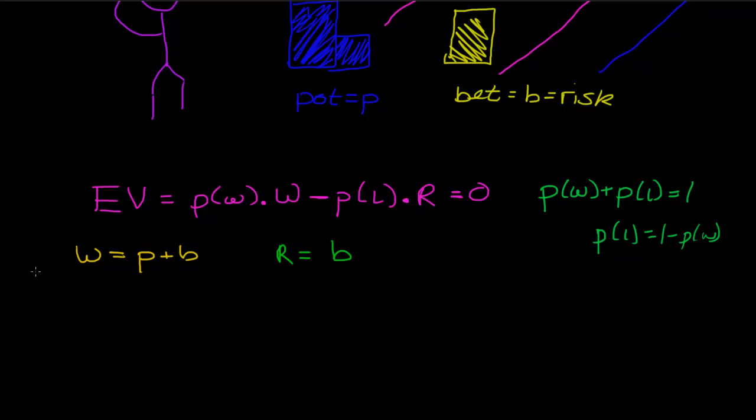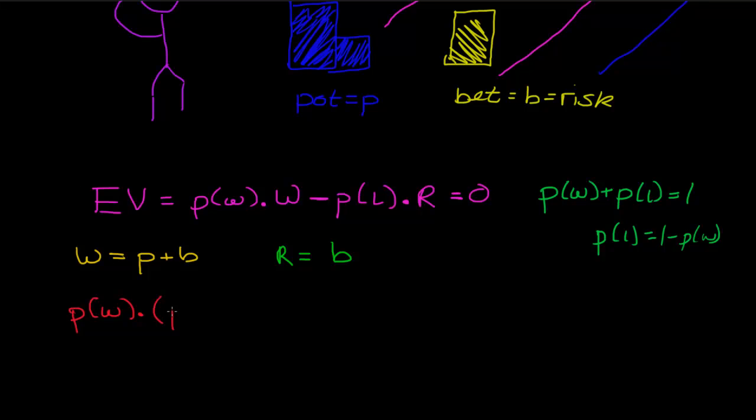So if we substitute all of that in, we get the probability of winning times the pot plus the bet, so this is the reward term, minus 1 minus the probability of winning. We've substituted that term in for the probability of losing, times our risk, which is equal to the bet. And we're going to set this equal to 0 because we're just going to break even.